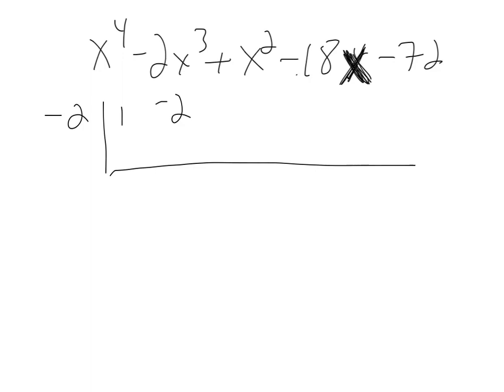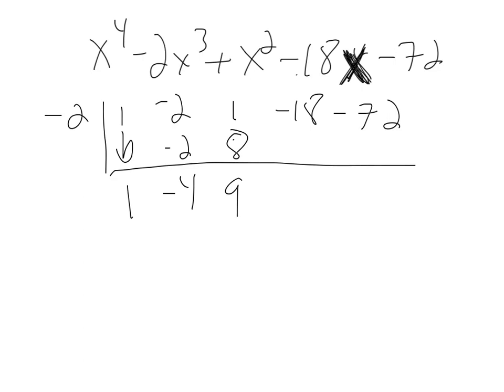Let's see, negative 2, 1, 0, negative 18, negative 72. So we'll bring down the 1, multiply. That's negative 2, and we're going to multiply. That gives me positive 8, which is 9. That gives me negative 18, which is negative 36. Multiply, we get positive 72, we get 0. So negative 2 was the 1 negative factor.